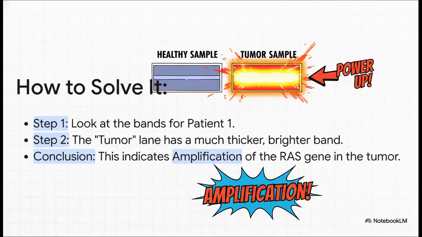So the logic for PCR gels is really simple. A bigger, brighter band just means there was more DNA to begin with. And if you look at patient 1, that tumor band is way brighter and thicker than the healthy band. That's the textbook definition of gene amplification. It means the tumor cells have made a ton of extra copies of the RAS gene. So when you run PCR, you have way more starting material and you get a much, much stronger product at the end. Simple as that.